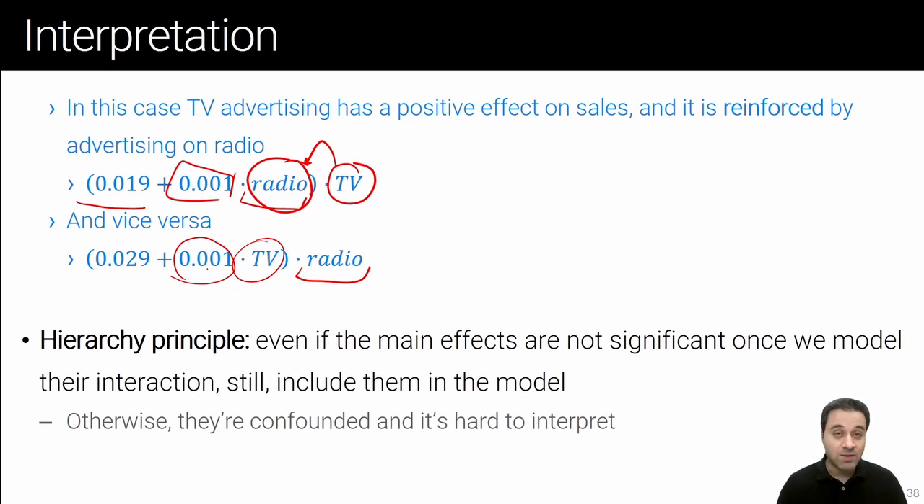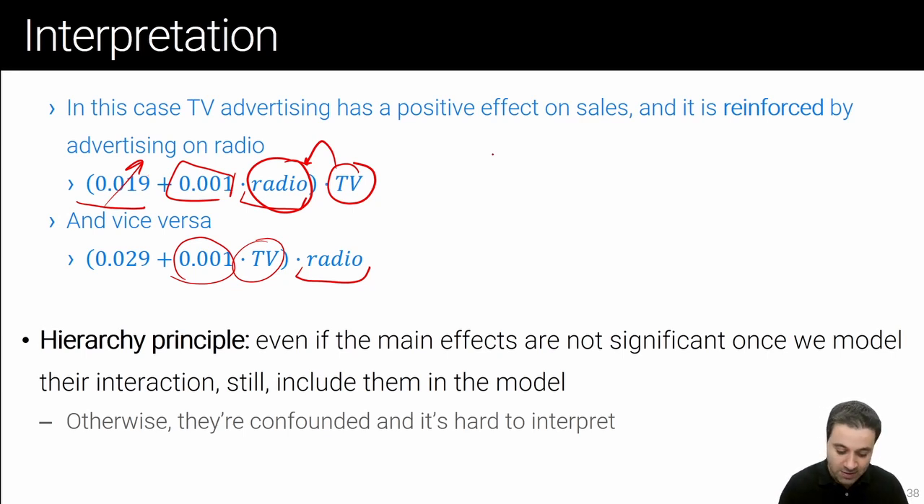And by the way, we have something called the hierarchy principle, meaning that even if the main effects appear to be zero, like there's no main effect of TV, let's say this is very close to zero, or we could just assume it's zero, even if that's the case, if we have an interaction involving TV in the model, we should always include the main effect as well.